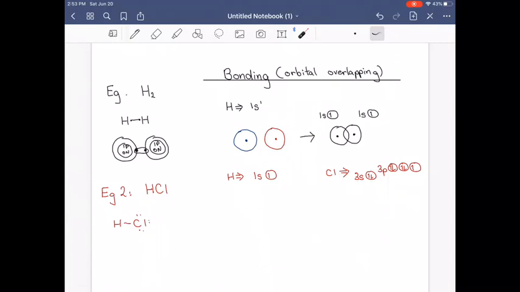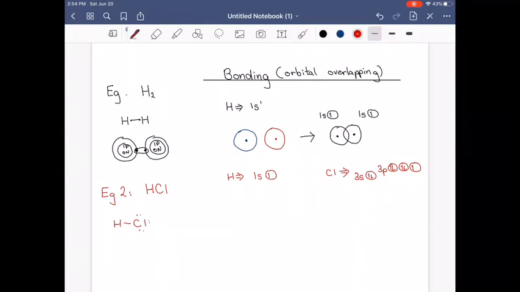Now, what about these guys? Well, we all know that these guys are not going to be shared. They're kind of like your lone pair here. All right? Because what does chlorine want to do? Chlorine wants to fill up its 3p orbital by having an electron here. What does H want to do? Well, filling up its orbital by putting an electron there. Okay, what better way than to share these electrons just like that? But how are we going to illustrate this in a diagram?